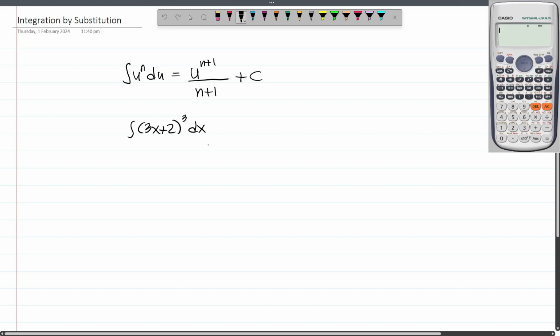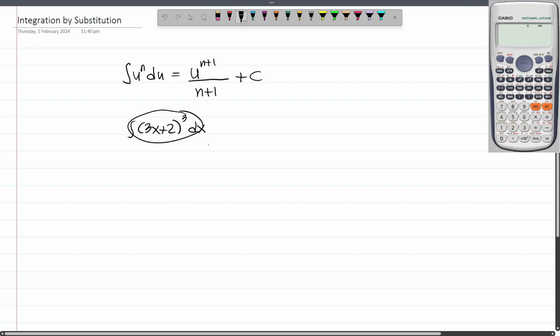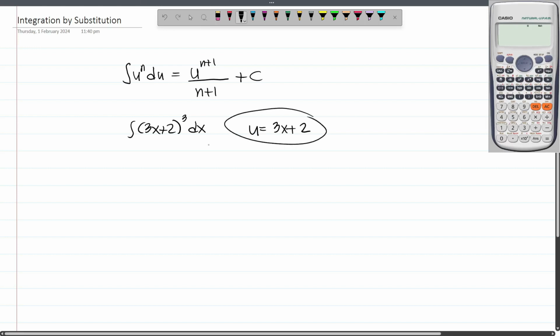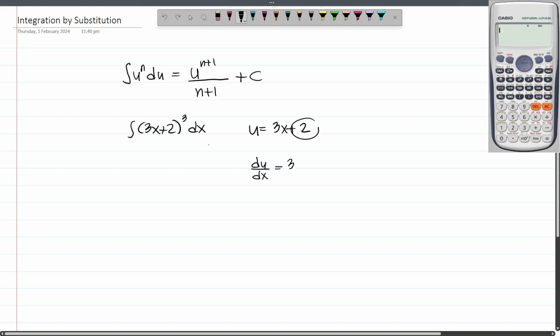If we use the substitution technique, we need to convert our function such that we can apply the direct integration formulas. So for this one, we need to treat something as our u. Let's say our u is 3x plus 2. From this, if we differentiate u with respect to x, we have du over dx is equal to 3, because the 2 will become 0 and 3x will become 3. Further simplifying this, we have du is equal to 3 dx.